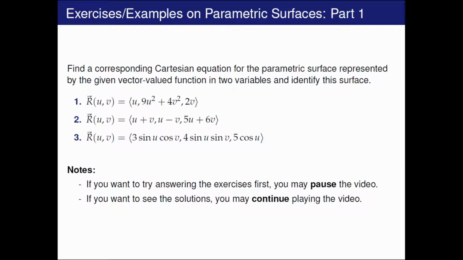Let's now have the discussion on parametric surfaces. The discussion is divided into several parts. We now have the exercises or examples for the first part. If you want to try answering first, you may pause the video. If you want to see the solutions, you may continue playing.